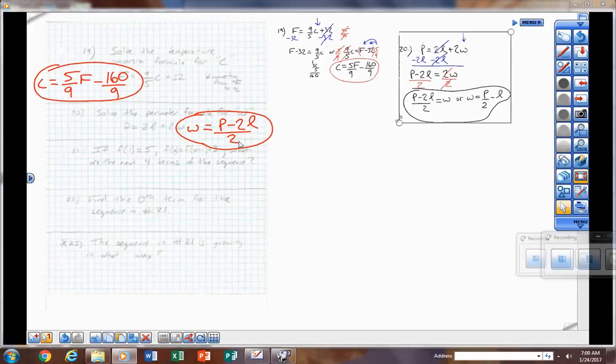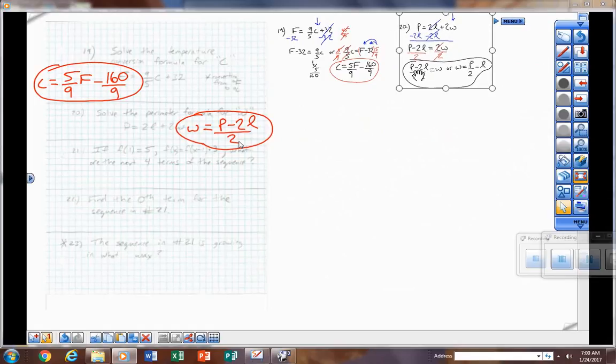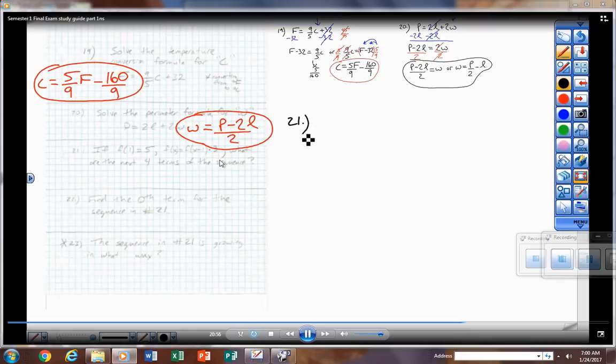All right, problem 21. It gives you the first term. It gives you the recursive formula. It's having you find the next 4 terms. So that first term being 5. And then the recursive formula says to find each next term, use the one before it and times it by 3. So again, this is the term before it times 3.